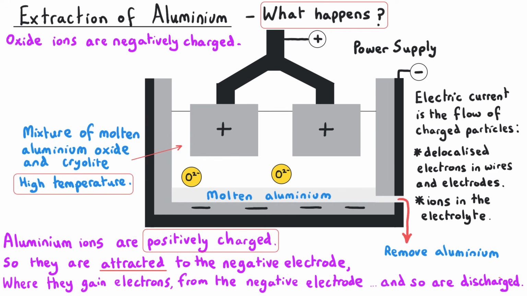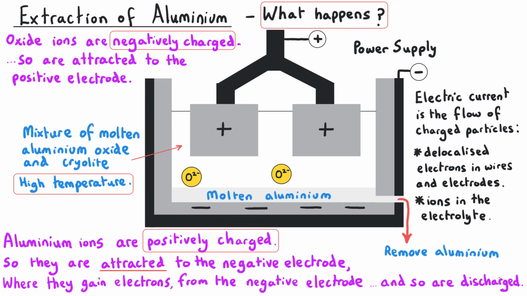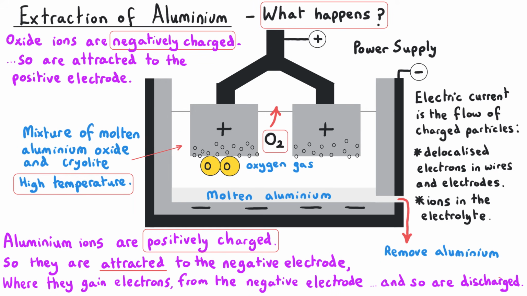Meanwhile, those oxide ions are negatively charged, and so they will be attracted to the positive electrode, and so they'll move towards that. When they get there, those negative oxide ions will become discharged, and then they will form the element oxygen, which has the formula O2. And so oxygen gas will be formed as a result of this process. And so overall, what we've done is we've separated our aluminium ions from our oxide ions, and we've ended up with the two elements, aluminium and oxygen.